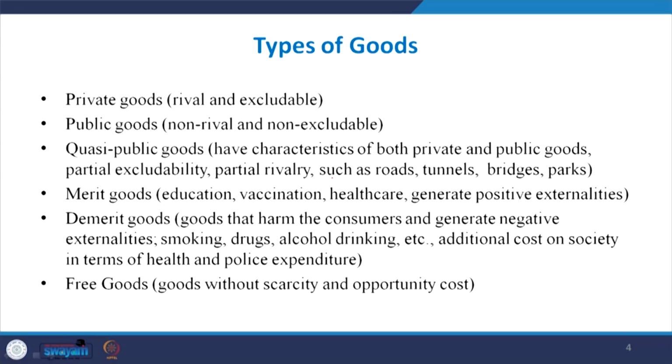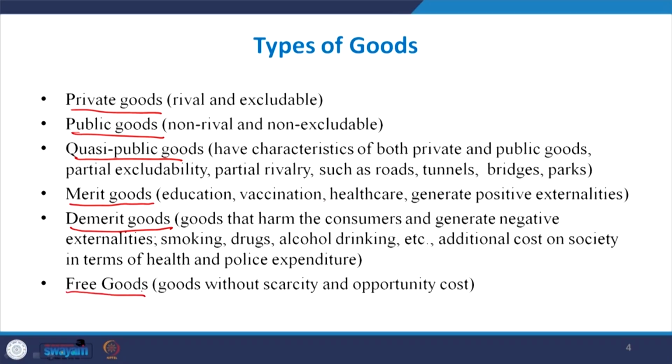Similarly, smoking not only creates health problems for the person who is consuming, but it also generates negative externality for others. It pollutes the environment, people inhale that smoke, and health is badly affected. And so, you can see the merit goods, demerit goods, quasi public goods, then public goods, private goods, and there is another kind of goods which is known as free good.